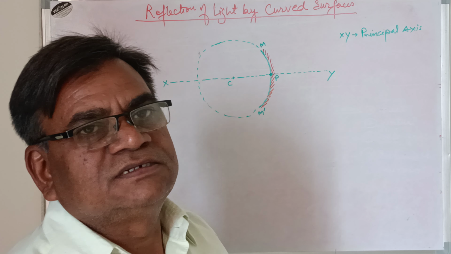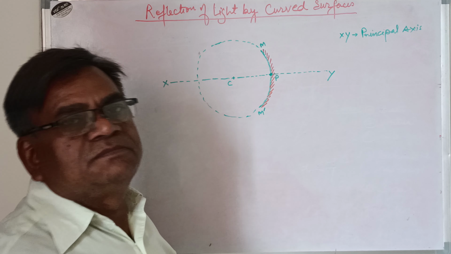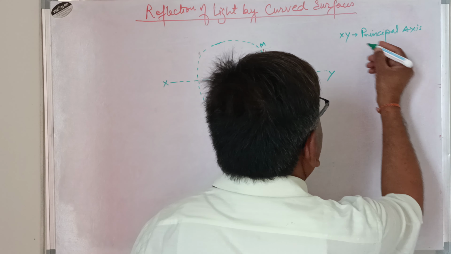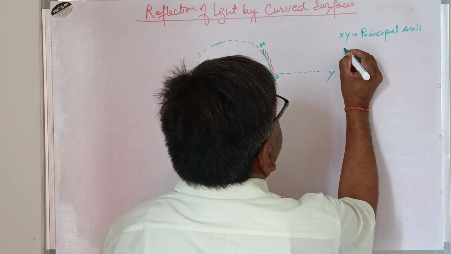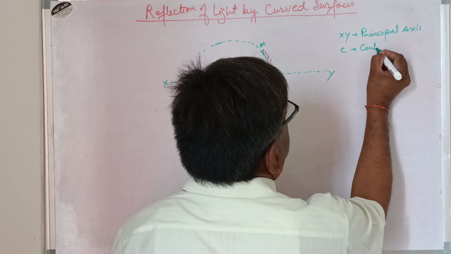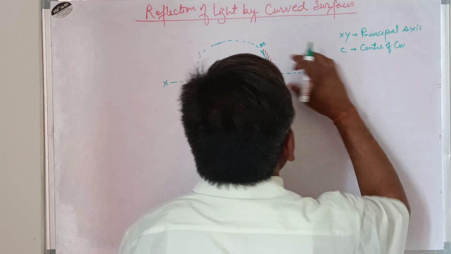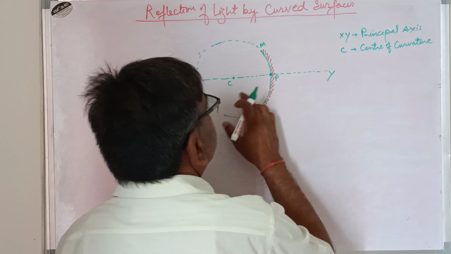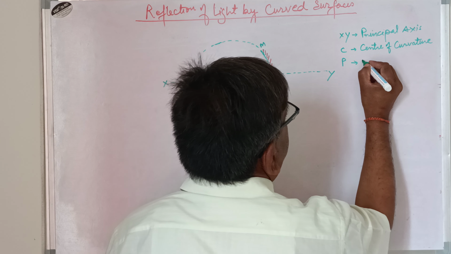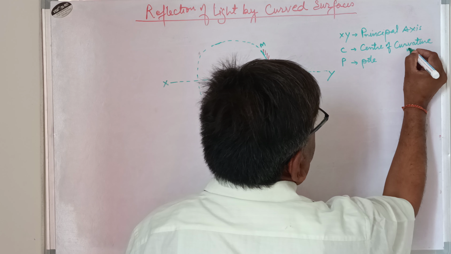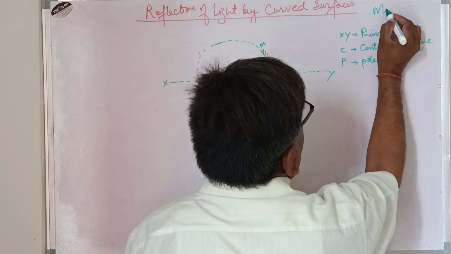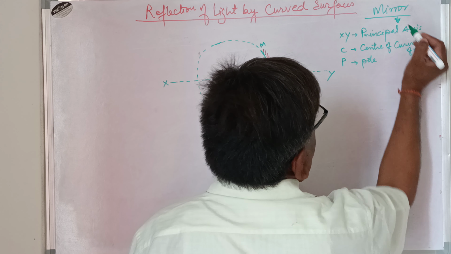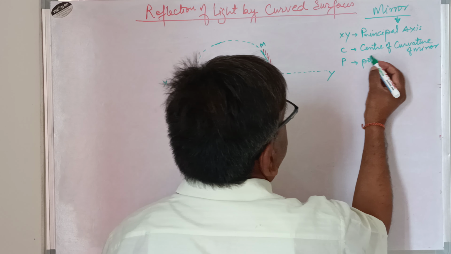These things we discuss later. Now, first we know the terms used in case of concave mirror. So, XY is the principal axis, and point C is called center of curvature, the center of curvature of the mirror. Now point P is called pole of the mirror. We are talking about the mirror, so we will not write mirror again and again; this is called pole.